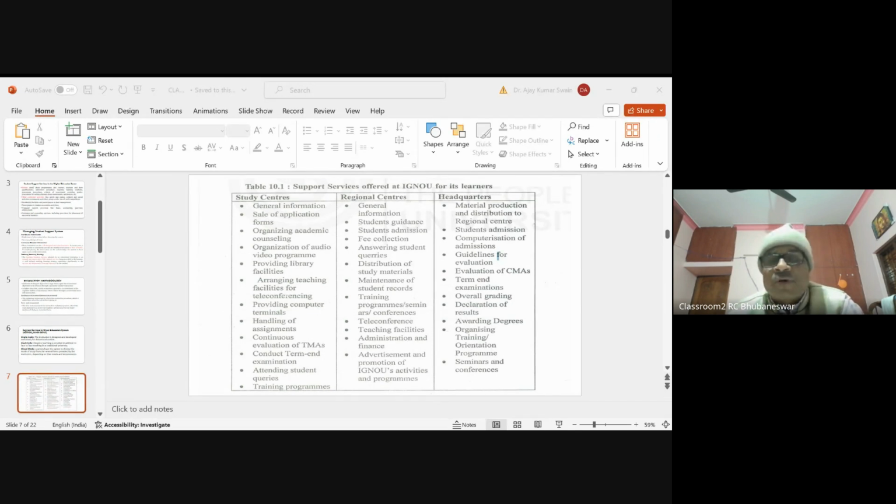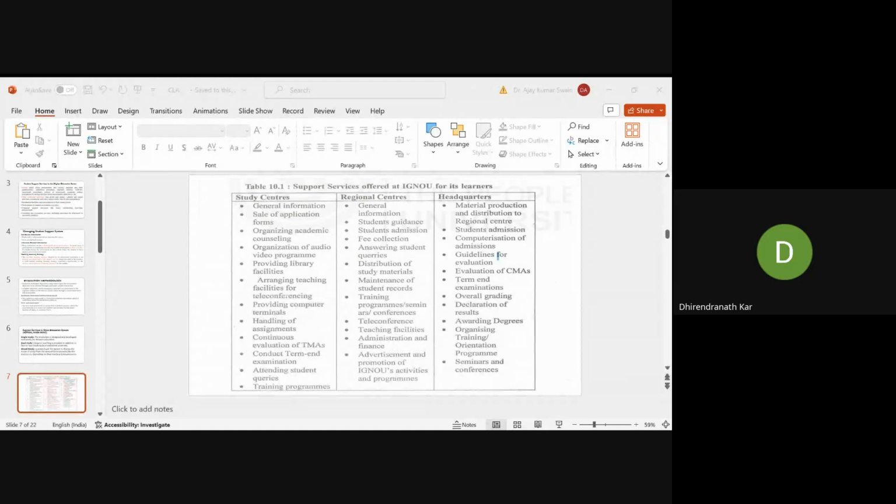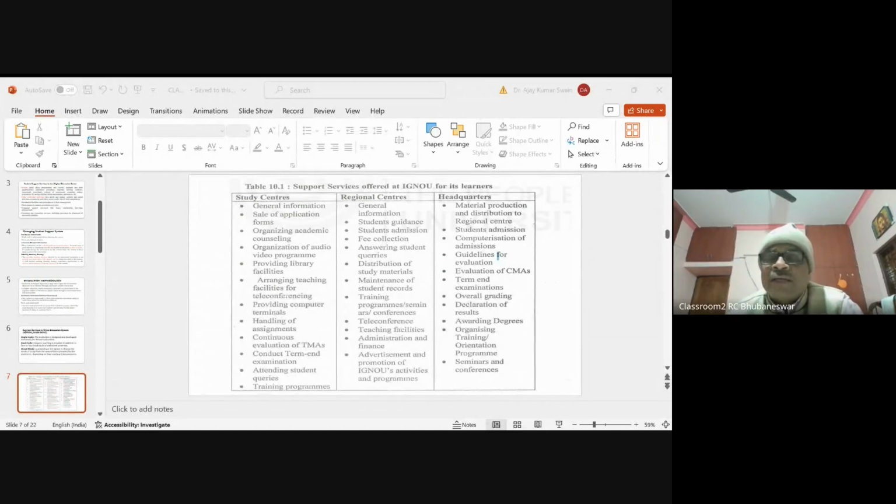So, sale of application form, though it was an activity of study centers, presently it is not necessary to sell the application form. Directly you go online and take steps for admission. Organizing academic counseling: before online, face-to-face counseling was there. It was the duty of a study center to organize face-to-face as well as online counseling.